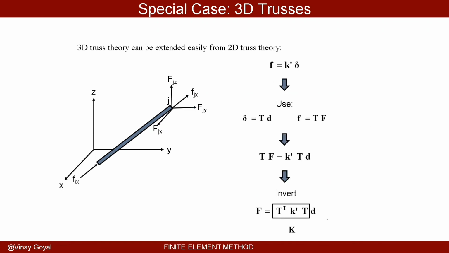Now, 3D truss theory can be easily extended from 2D truss theory. We already showed you that for a bar in the local orientation system, this is what you get. We're going to use these formulas. And we know F is T times F, and then we know del is T times D, and that's what you see there. We invert T, or pre-multiply by T inverse, and then you get this equation.